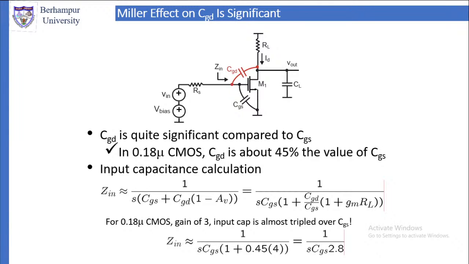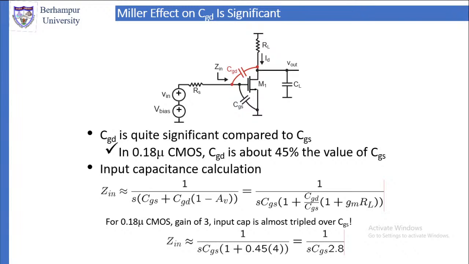So you can write this as 1 by S into CGS, taking CGS common: 1 plus CGD by CGS into 1 plus GM RL. From where do we get this GM into RL? You know the expression for AV, just put the expression for AV. So GM into RL into CGD by CGS is equal to minus AV. AV is the amplification, and the minus sign is because of the change in the phase.